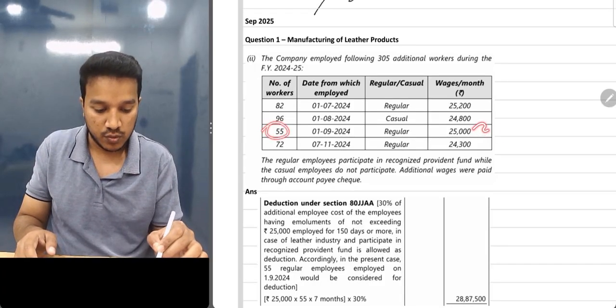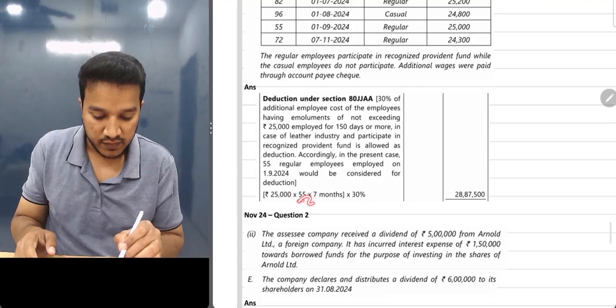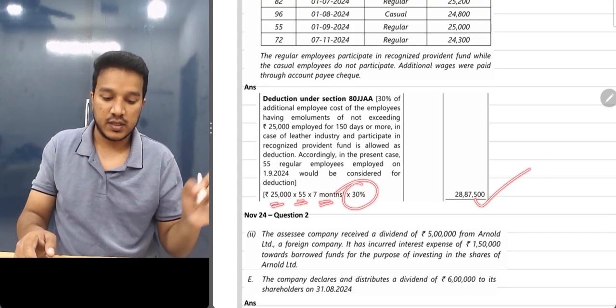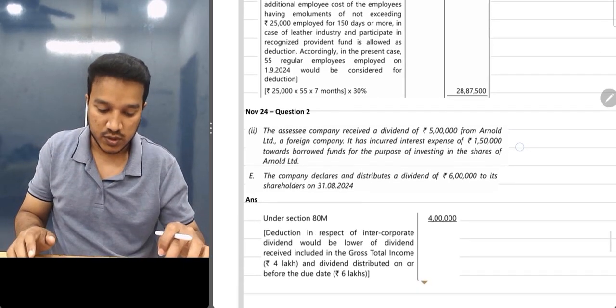55 workers into 25,000 into number of months. On that you will claim 30%. This is the deduction that is available. Okay, so do the other questions also. They are also very easy.